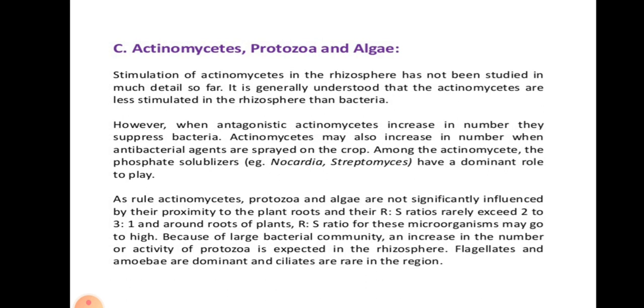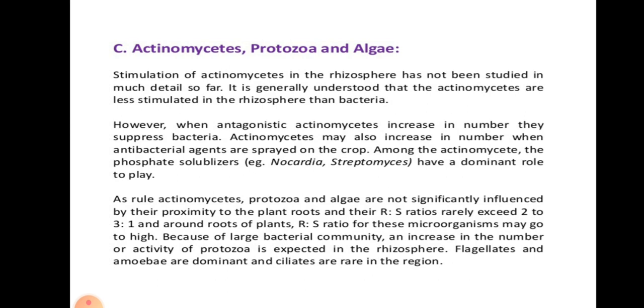Next group of microorganisms: actinomycetes, protozoa, and algae. Stimulation of actinomycetes in the rhizosphere has not been studied in much detail so far. It is generally understood that actinomycetes are less stimulated in the rhizosphere than bacteria. However, when antagonist actinomycetes increase in number, they suppress bacteria. Actinomycetes may also increase in number when antibacterial agents are sprayed on the crop. Among the actinomycetes, phosphate solubilizing genera like Nocardia and Streptomyces have a dominant role to play.